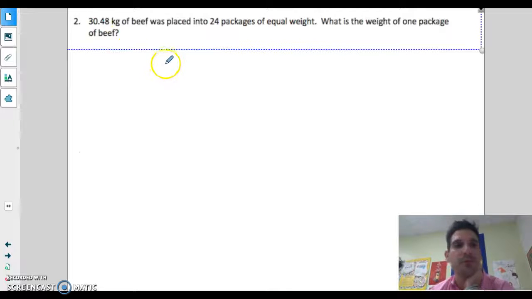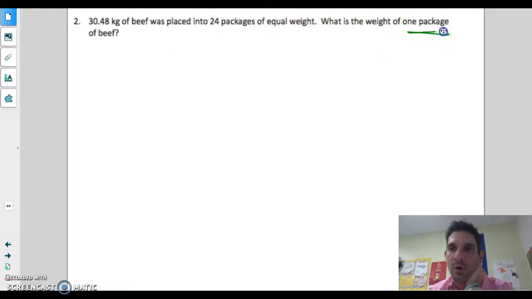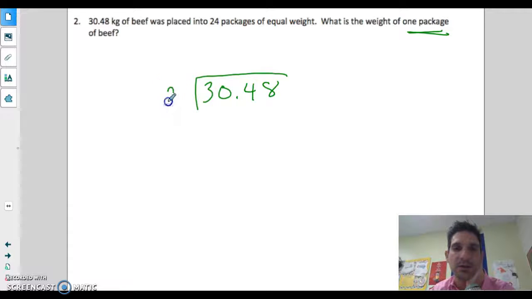It says 30.48 kilograms of beef was placed in 24 packages of equal weight. What is the weight of one package of beef? Divided by 24.